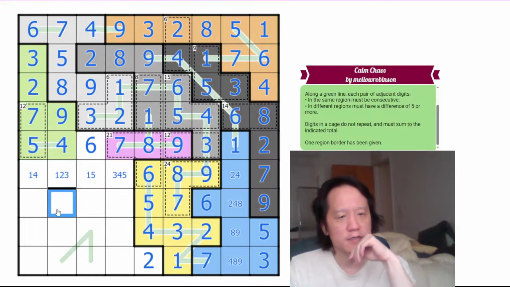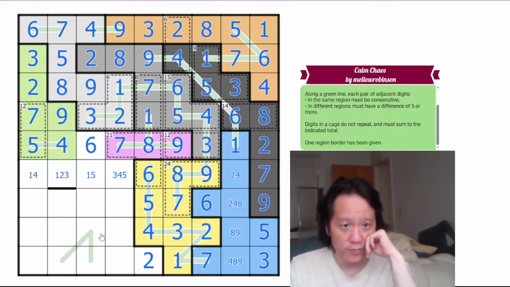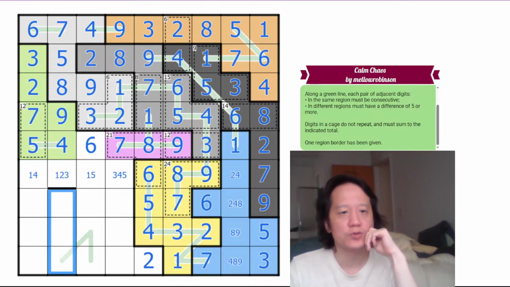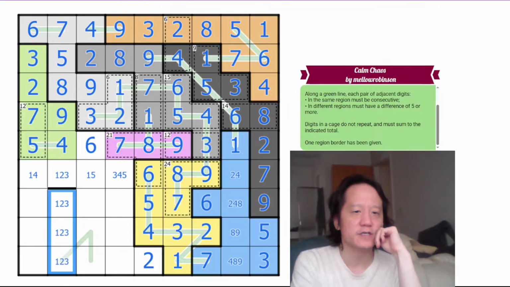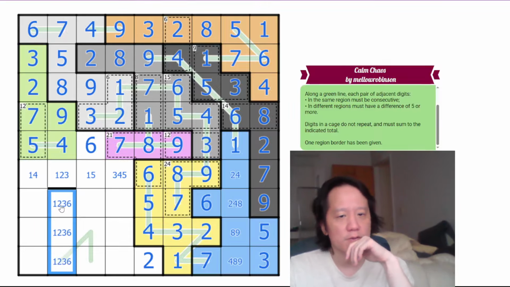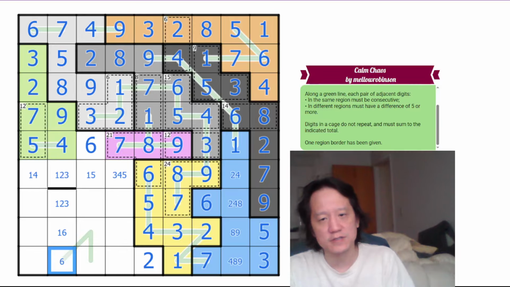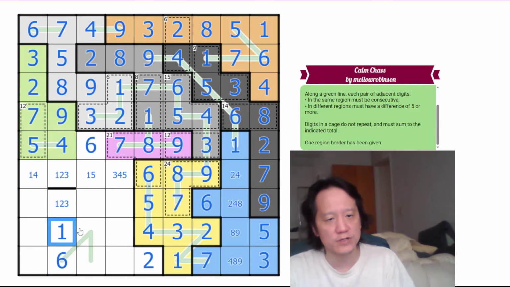Let's see. What else do we have? Remaining digits in column 2. We have 1, 2, 3, and 6. And this can't be 2, 3. This can't be 6. This can't be 1, 2, 3. That makes this a 6. So this is 6, which makes this 1. Neither of these can be 1 then.